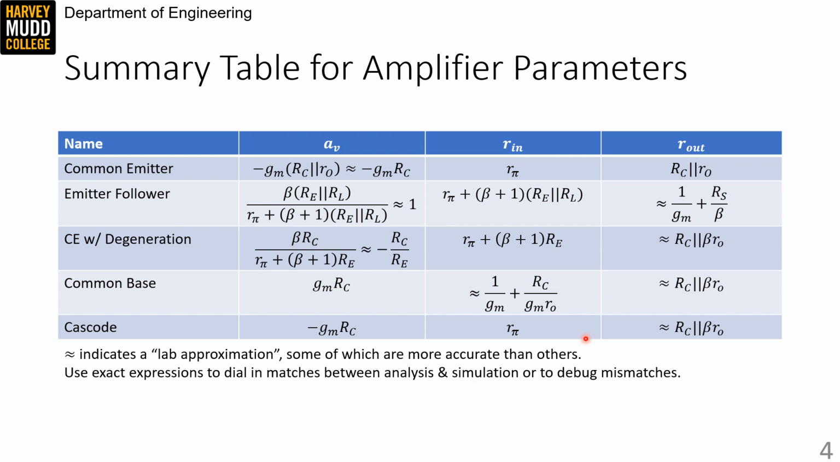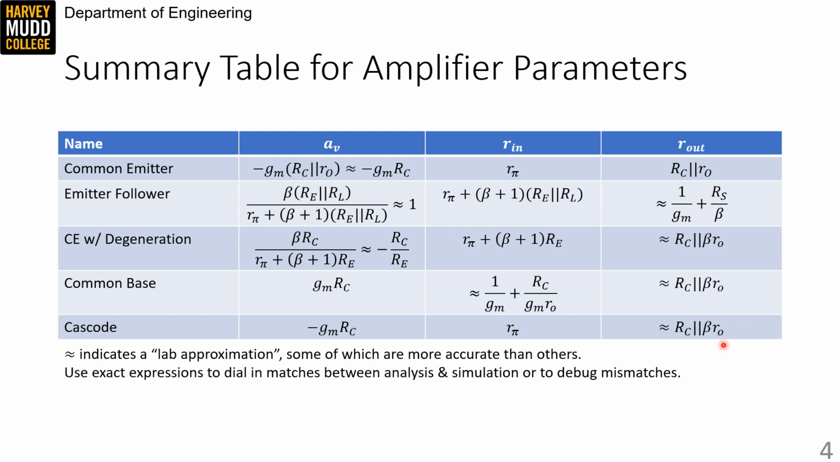Also, note that some of these approximations are more or less detailed than others. For instance, all of the entries that show RC in parallel with beta RO are actually combining a handful of approximations to get the beta RO impedance over on the right side of the parallel combination. But the beta RO is so much bigger than RC that I didn't think getting more detail over here would be worth it.